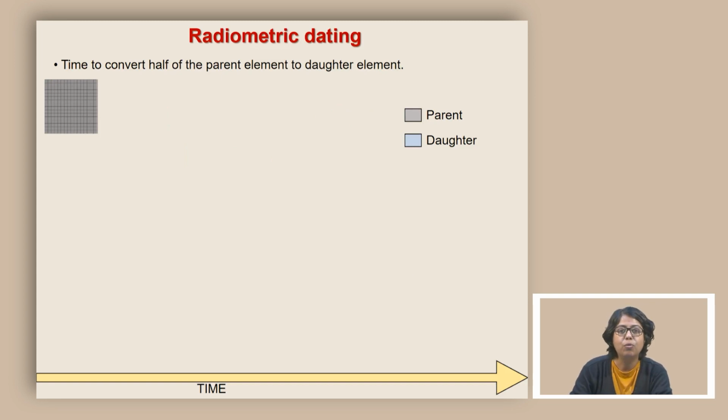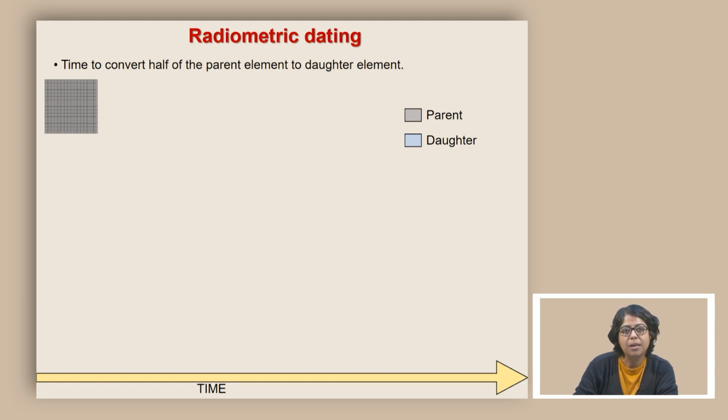Radiometric dating involves the elements which decay naturally, and the time to convert half of the parent elements to daughter element is something which is a marker, and we call it a half-life. So let us take a look at it visually.